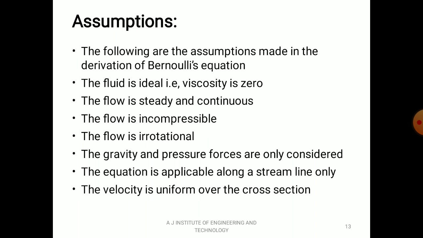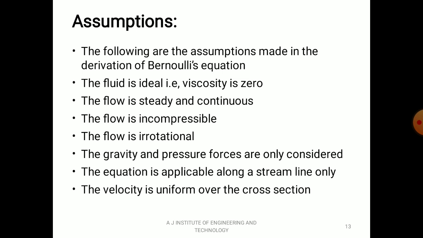Then assumptions. The following are the assumptions made in the derivation of Bernoulli's equation. These assumptions are very important. In this chapter we have Euler's equation, then Bernoulli's equation, then assumptions. First, the fluid is ideal, viscosity is 0. We consider only pressure and gravity forces. So it is an ideal case, the fluid has no viscosity and does not offer resistance to flow.